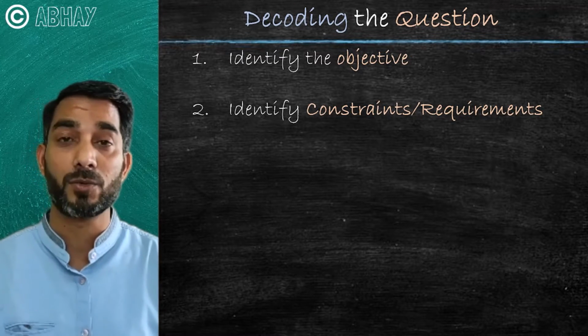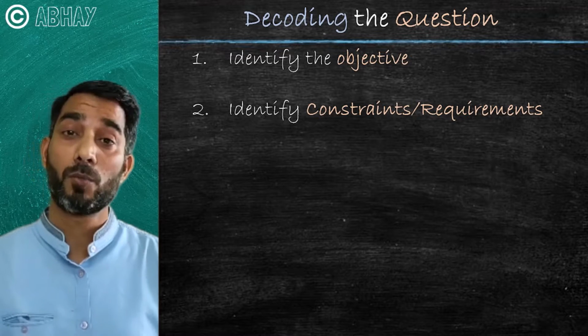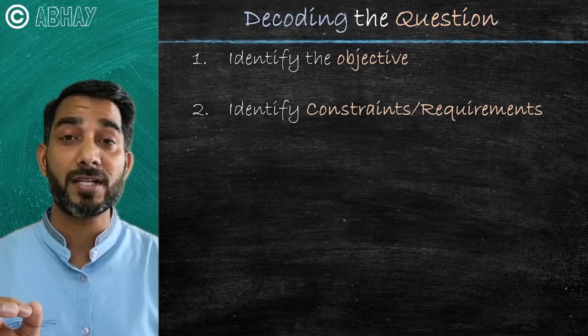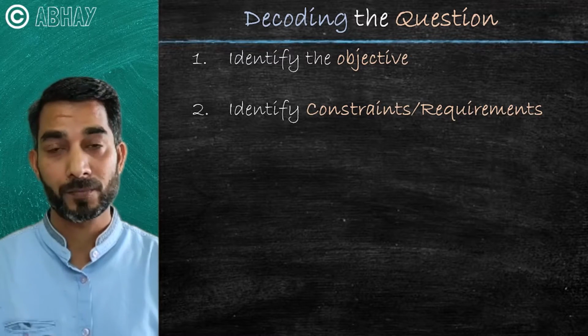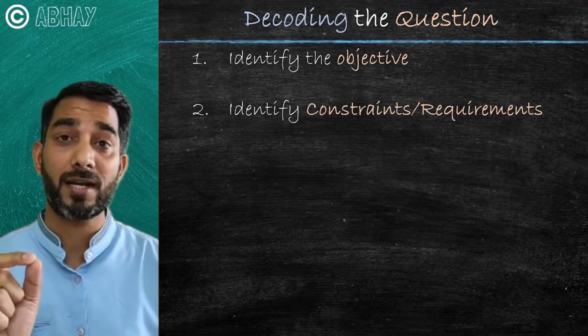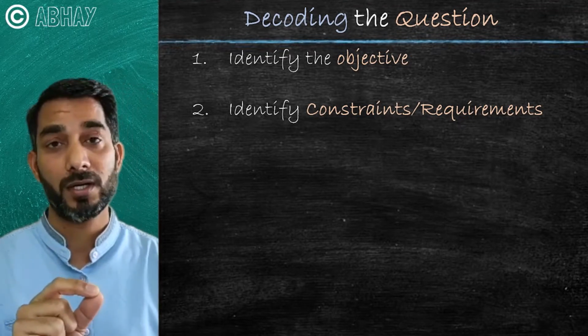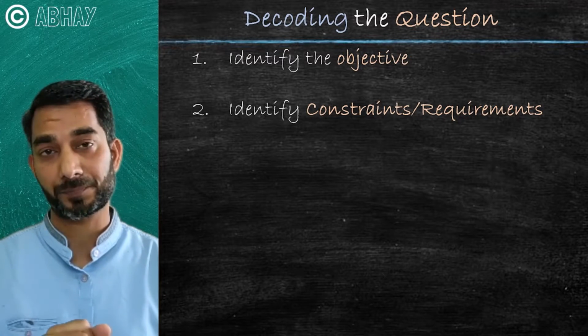What benefits can you avail? What provisions can you avail? That would depend upon the constraints or exact requirements which are there from the client, right? So you need to read the question to understand the objective along with the constraints and requirements.